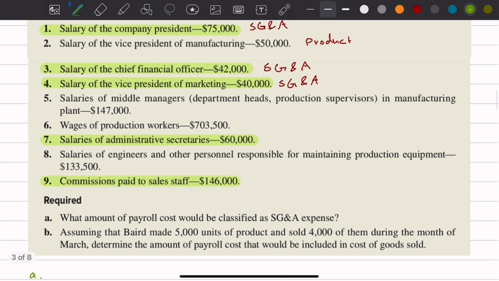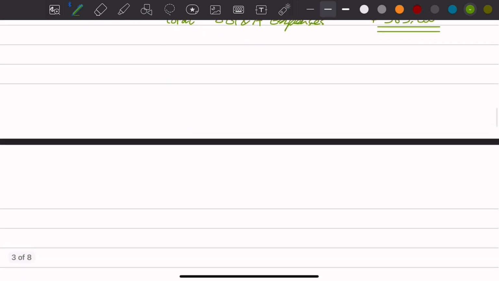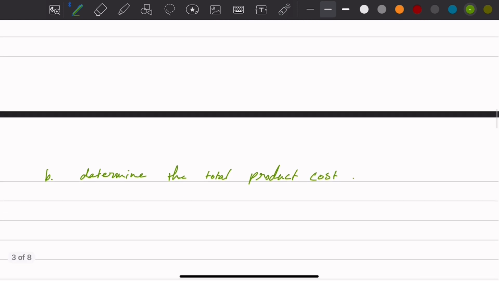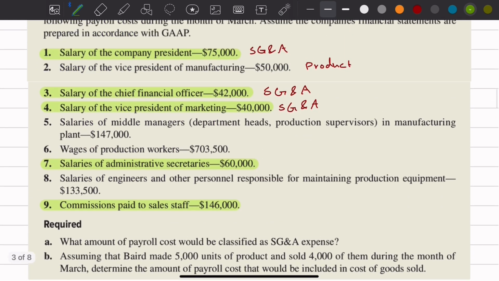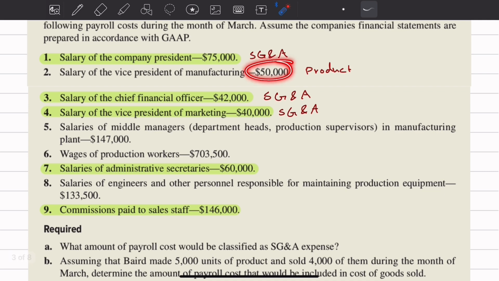Okay. So the first one, salary of the VP of manufacturing. So let me write B. Determine the total product costs, starting with salary of the VP of manufacturing, which was $50,000.